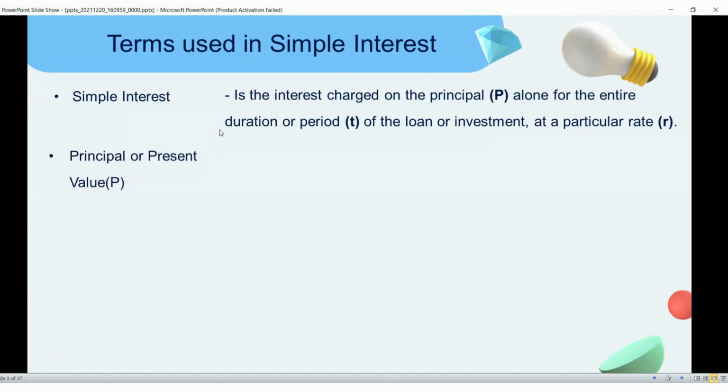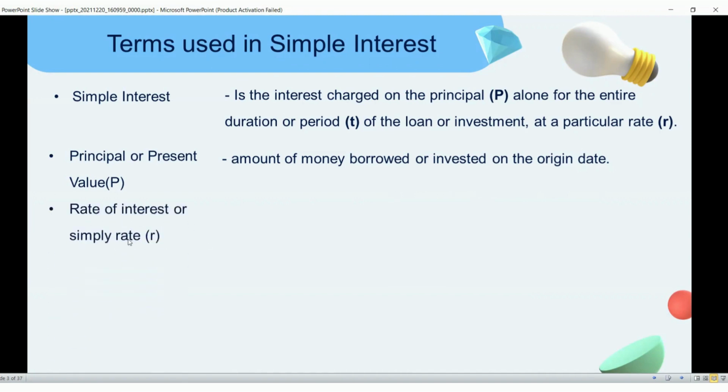Next is principal or present value P, the amount of money borrowed or invested on the origin date. So ito yung original amount of money na ipinapahiram or ini-invest or deposit, on the origin date. Origin date means yung araw na kung kailan pinahiram or in-invest yung money.